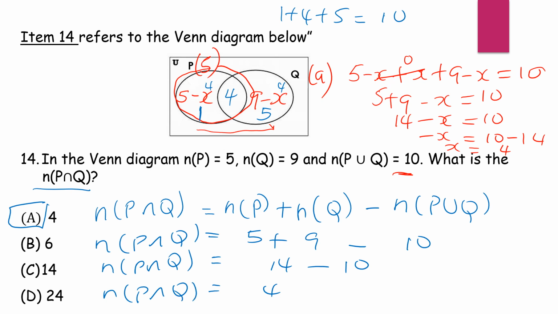So the answer is 4. There are two ways. So this is method 2 if you remember the formula, or you can use this.